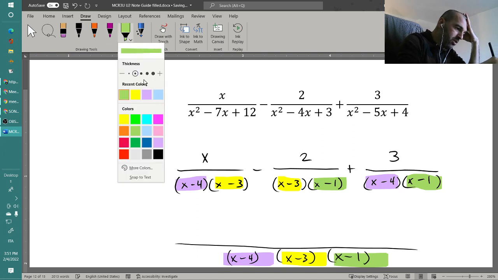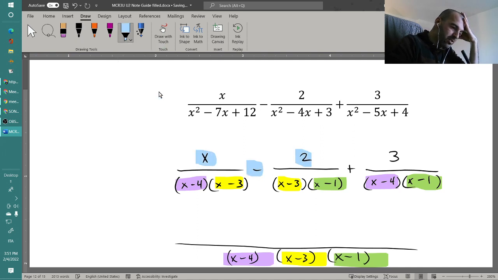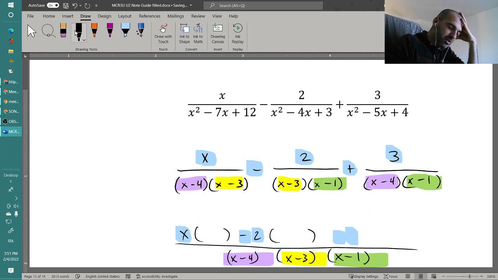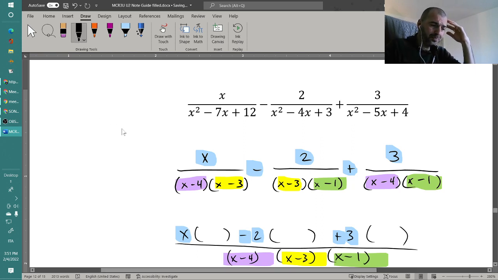Now, I think I've been using blue in many cases, or green. I take these guys and I write them down. So it's going to end up being an x minus 2, leave a space to multiply, plus 3, and leave a space to multiply. Okay? And you again just have a similar pattern here.